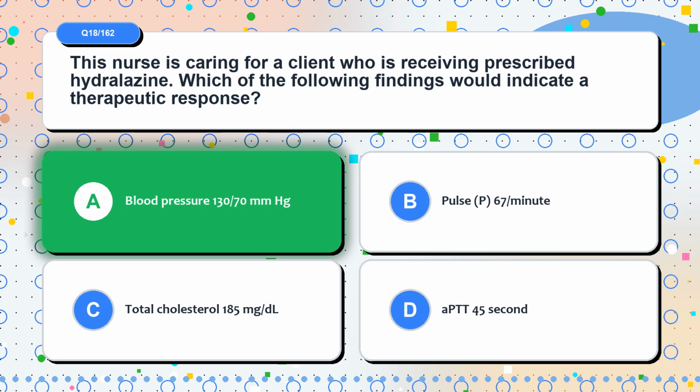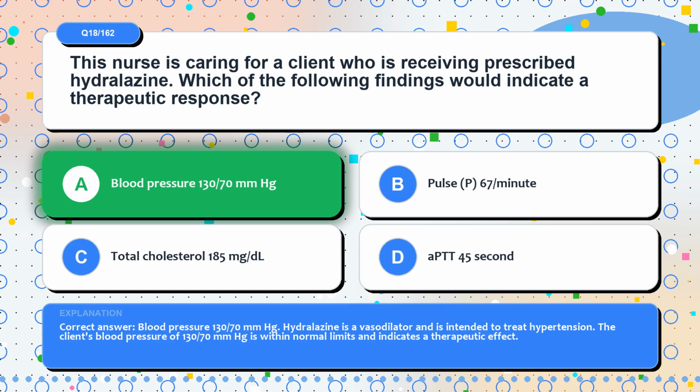The correct answer is option A. Blood pressure 130/70 mmHg. Correct answer. Hydralazine is a vasodilator and is intended to treat hypertension. The client's blood pressure of 130/70 mmHg is within normal limits and indicates a therapeutic effect.